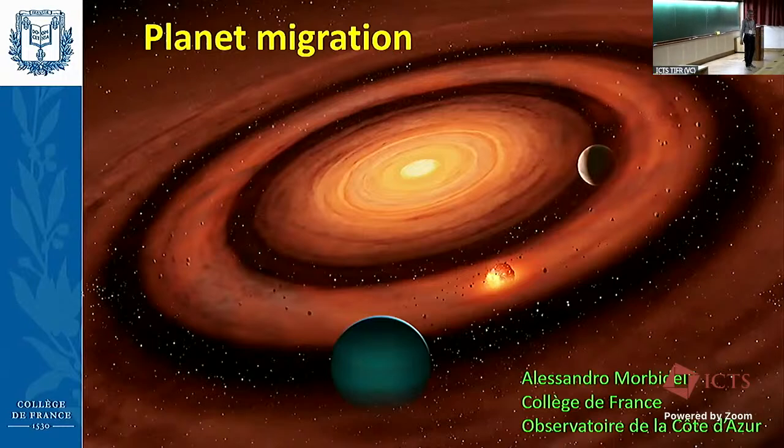So, okay, I've been asked to give 2 lectures. The first one will be about the migration of planets in protoplanetary disks. And the second one tomorrow will be about the effect of this migration on the orbital architecture of planetary systems: capturing resonance, formation of resonance chains, global instability. Let's start from the very fundamentals: why planets should migrate in disks.